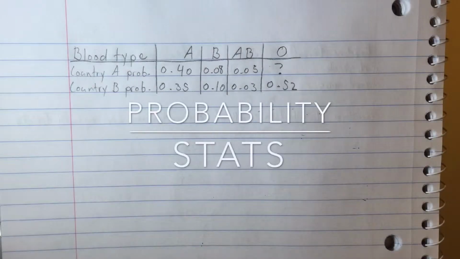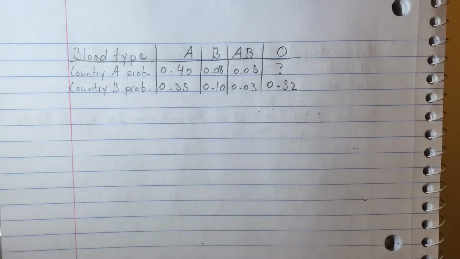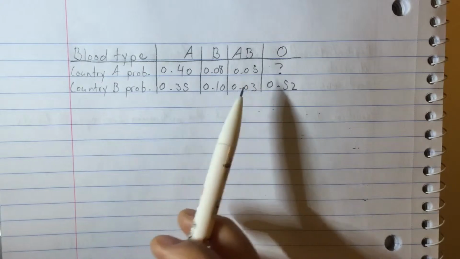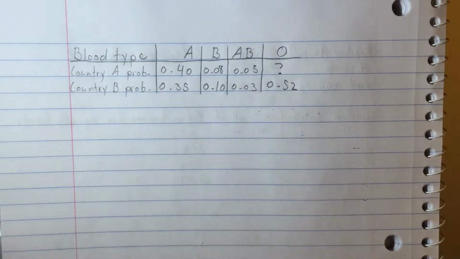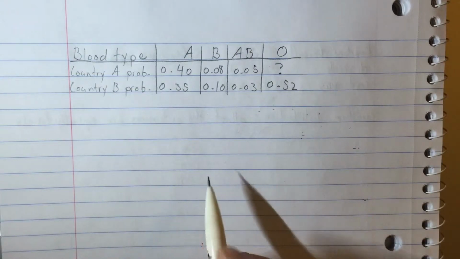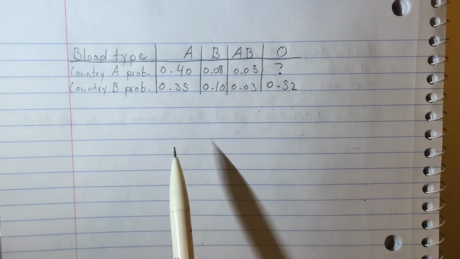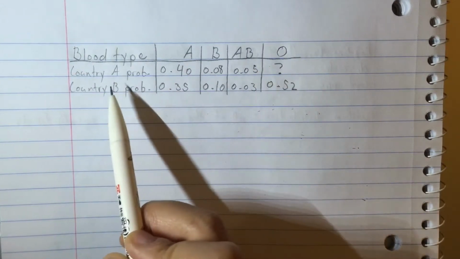Hello everybody, today's lesson is on probabilities, on blood types A, B, AB, and O, for country A and country B. Suppose that the distribution of blood types for a randomly chosen person in each of 2 European countries is given as this right here. We want to know what is the probability of blood type O in country A.